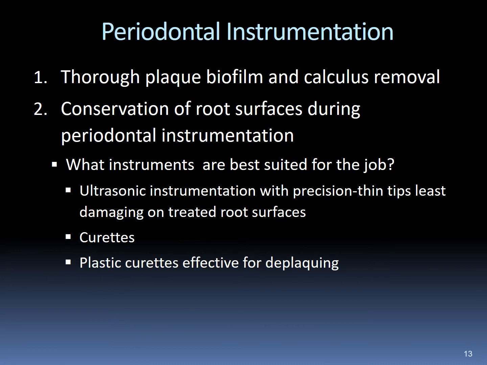Periodontal instrumentation must be performed at each and every appointment and documented in the patient's chart. This includes the following procedures: thorough plaque, biofilm, and calculus removal, attention to the conservation of root surfaces during periodontal instrumentation, and the utilization of only the best instruments suited for the job, such as ultrasonics, precision tips that are designed to create the least amount of damage on root surfaces, and curettes. Plastic curettes are also effective for deplaquing of areas.